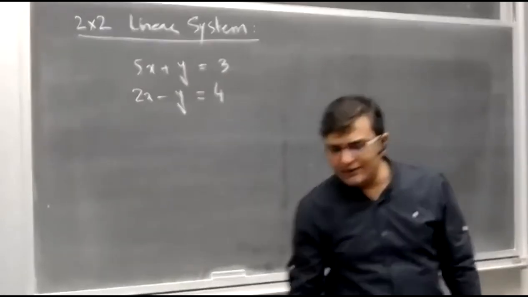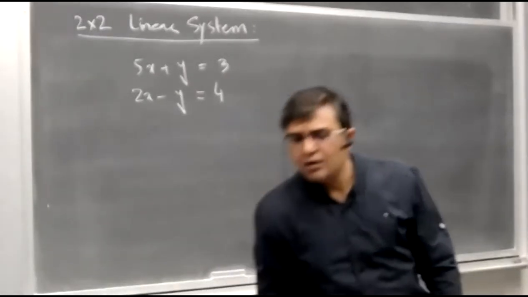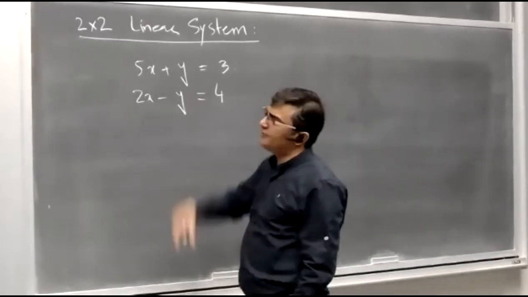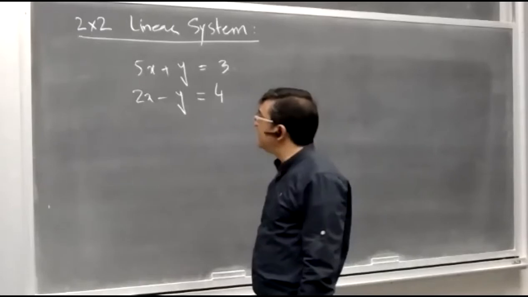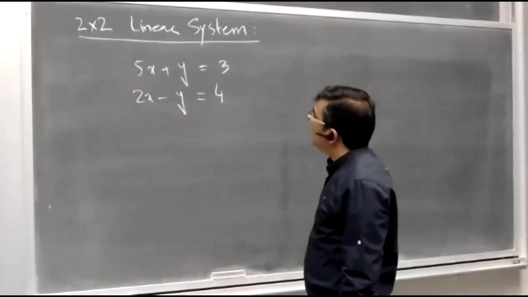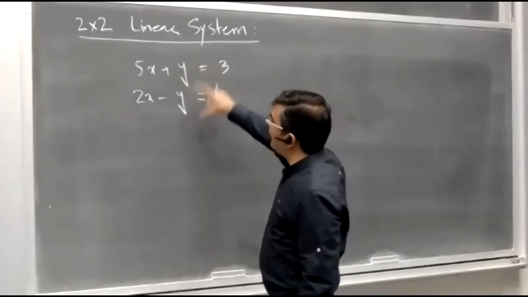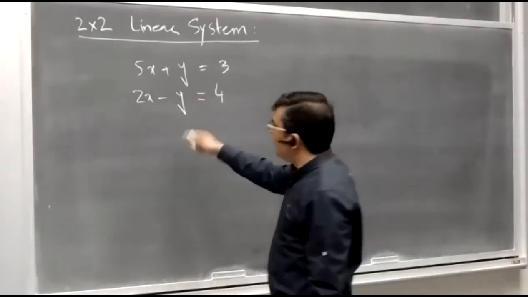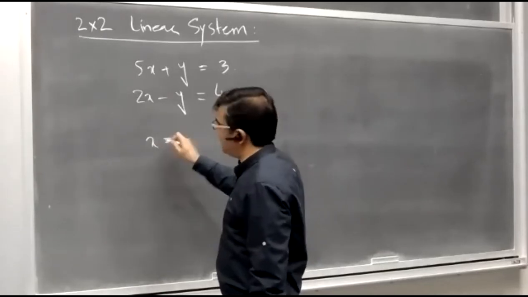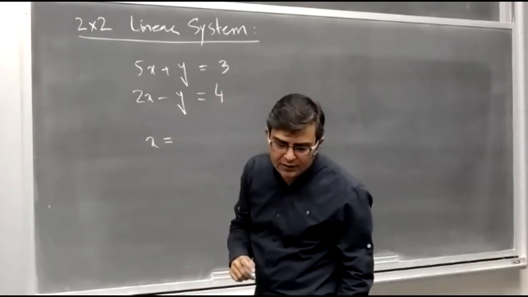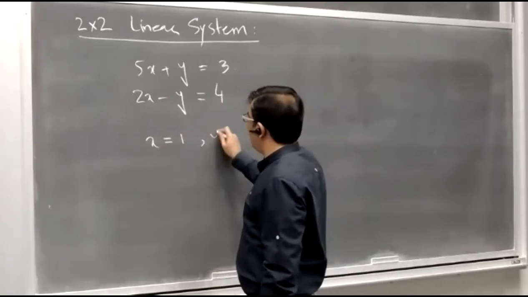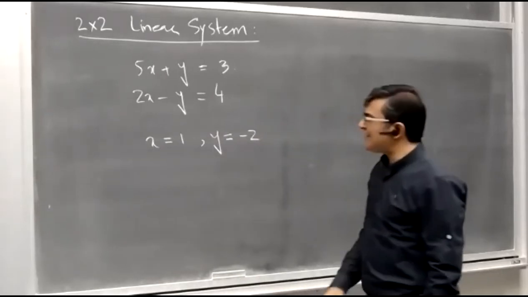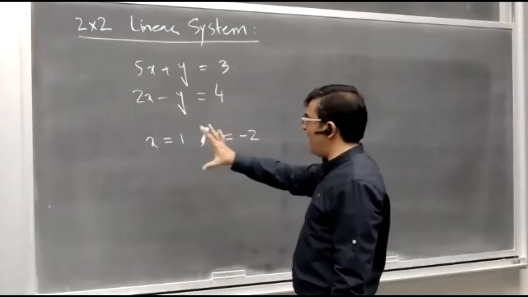Now, you can solve this equation. It's a very simple system. You must have solved these kinds of systems in your intermediate. I hope you can solve it simultaneously or by using the substitution method. Now, after solving it, we get x is equal to 1, and y is equal to minus 2. Now, these are two values of unknown variables.